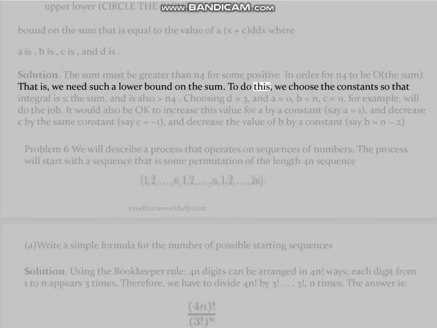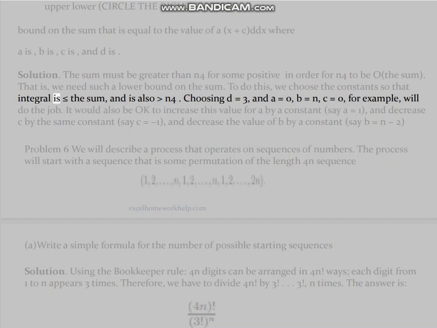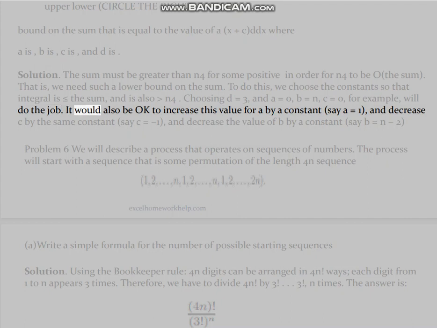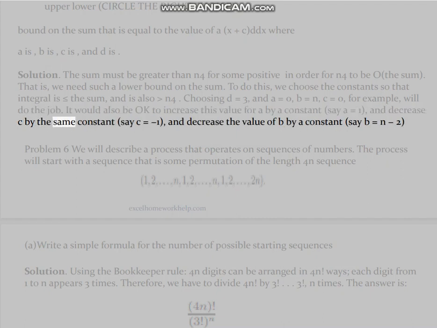To do this, we choose the constant so that the integral is less than or equal to the sum, and is also n4. Choosing d equals 3, and a equals 0, b equals n, c equals 0, for example, will do the job. It would also be okay to increase this value for a by a constant, say a equals 1, and decrease c by the same constant, say c equals -1, and decrease the value of b by a constant, say b equals n-2.